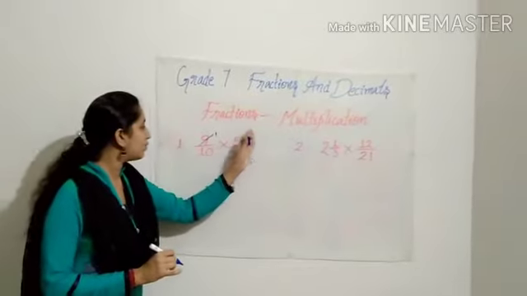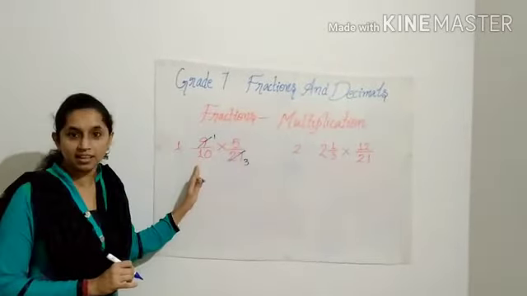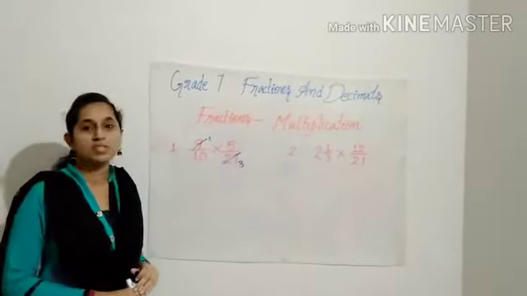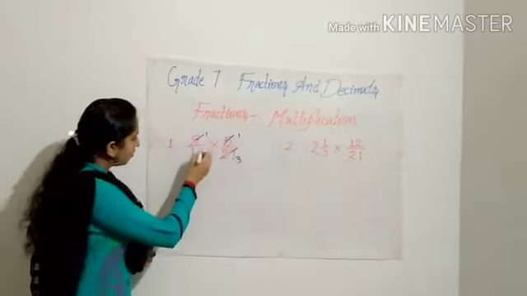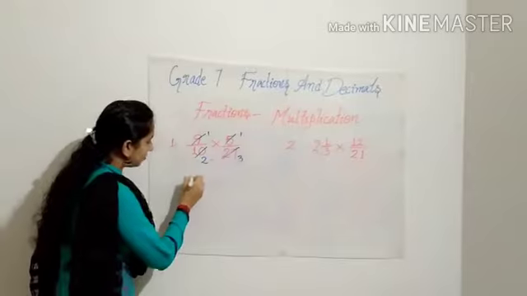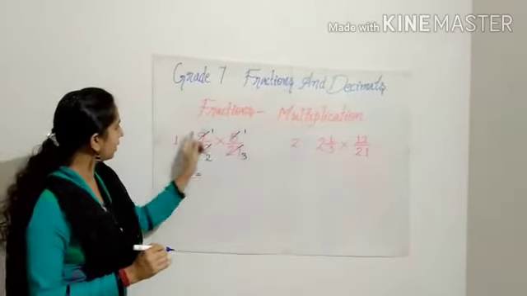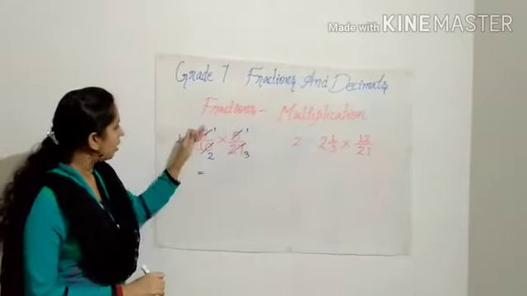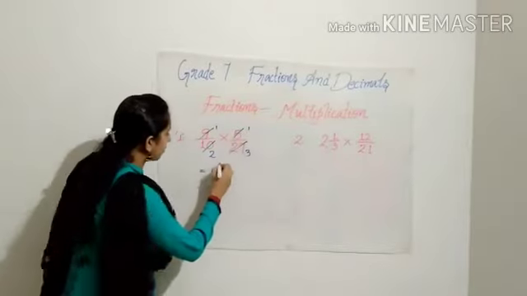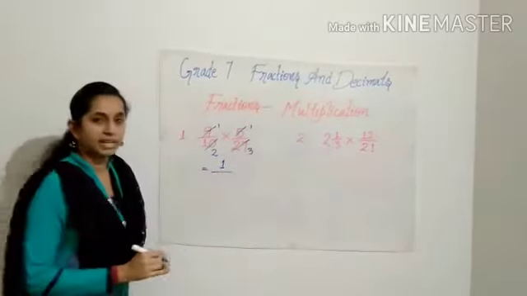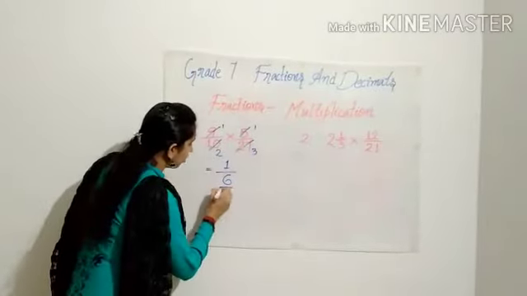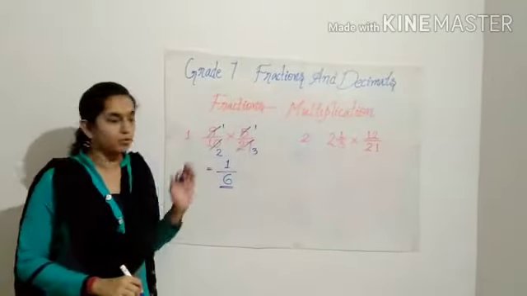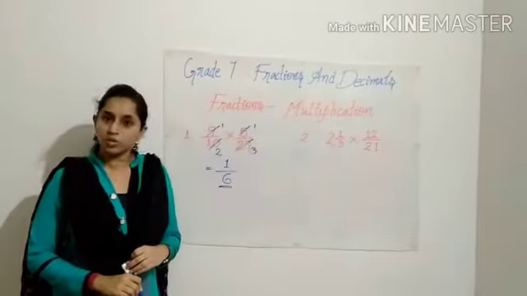Again you can see 5 here and 10 here. We can cancel them using 5. So 5 ones are 5, 5 twos are 10. So in the numerators what remains? 1 into 1, that is 1, and the denominator 2 into 3, that is 6. So 1 by 6 is the answer for the first one. Let's move on to the second question.